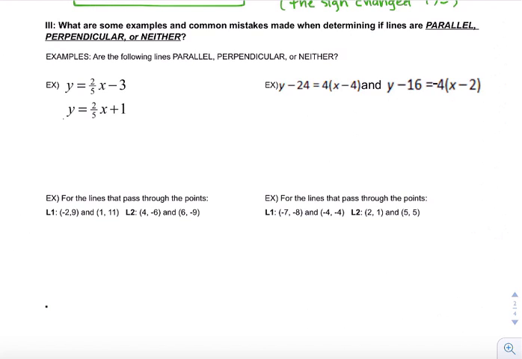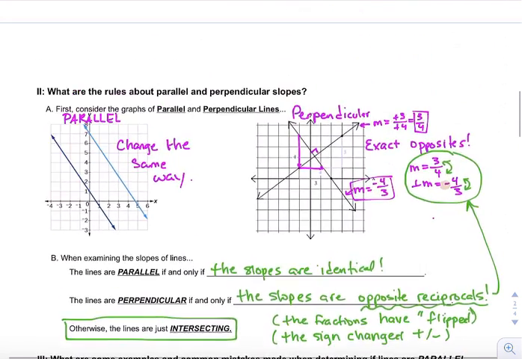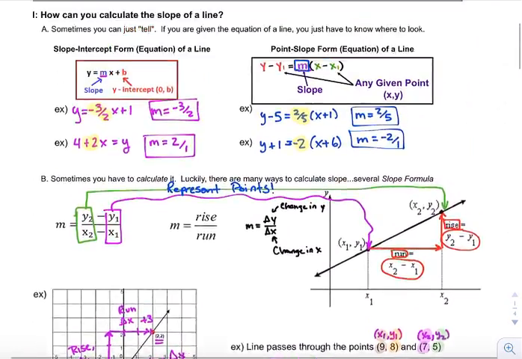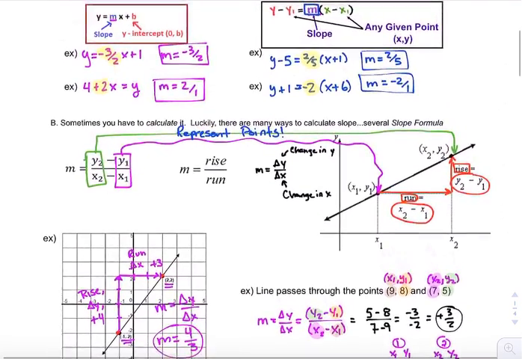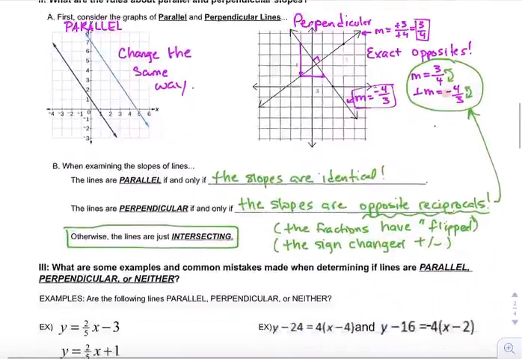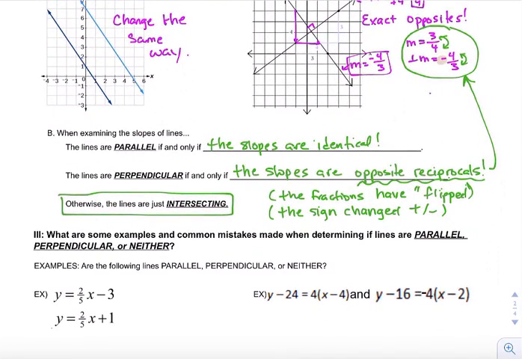Okay, so let's talk about these four examples about parallel, perpendicular, and neither. If you watched this video or paid really close attention to the notes, you'll know that we talked a lot about how to find slopes, how to calculate slopes. And the second part was about what the slopes have to look like, what the rules have to be to tell parallel or perpendicular.